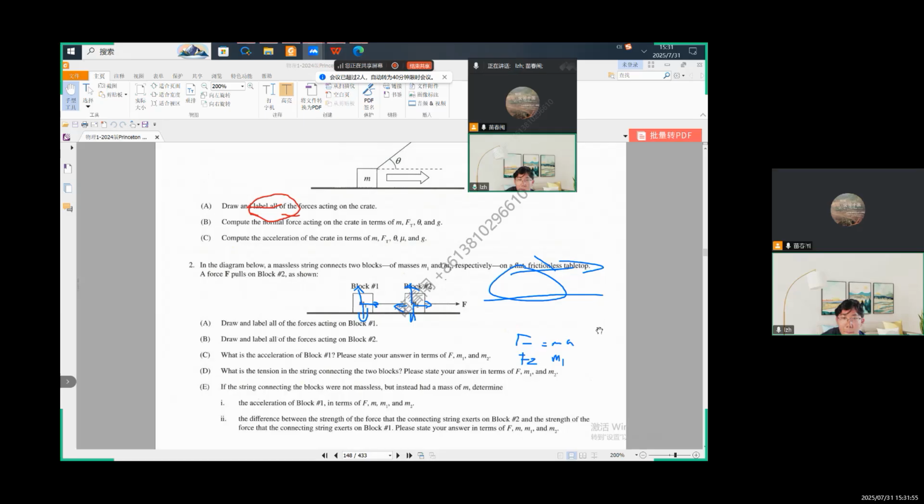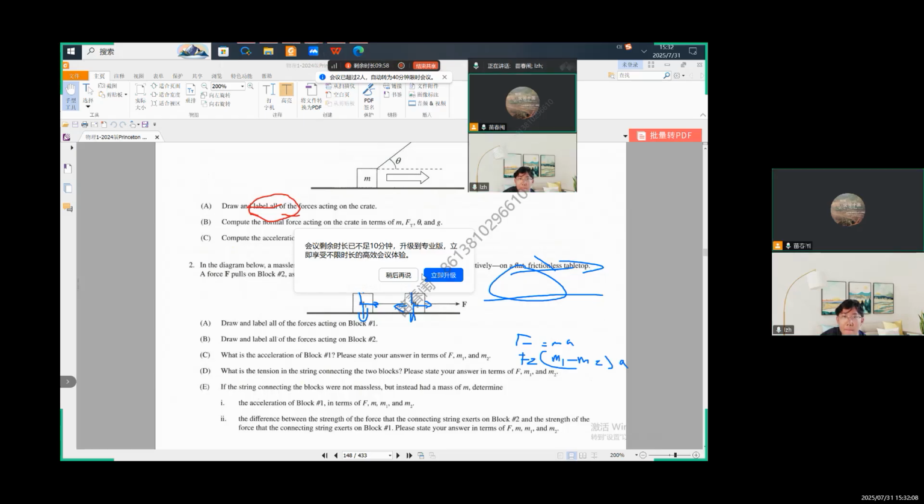Hold on. Is it m1 minus m2, or is it m2 minus m1 times a? Well, you're using a system, right? Are you using the two blocks as a system? Do you think of them as a system?